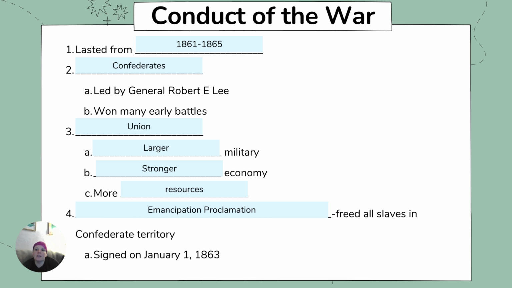The Confederates, led by General Robert E. Lee, won many early battles. However, the Union had a larger military, a stronger economy, and more resources. So, in the midst of the war, on January 1st of 1863, Lincoln signed the Emancipation Proclamation, which freed all slaves in Confederate territory. Interestingly enough, if memory serves, this just refers to the Confederate territory. It didn't necessarily refer to any of the territories that remained in the Union.